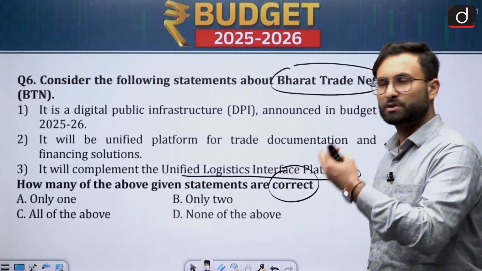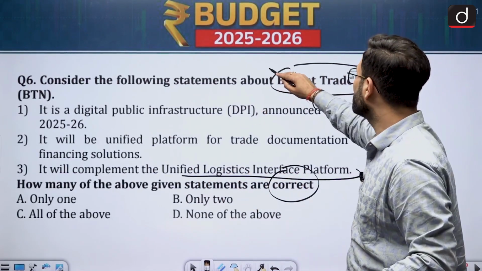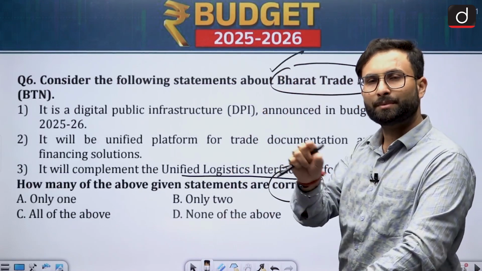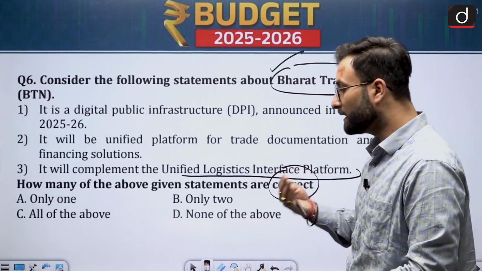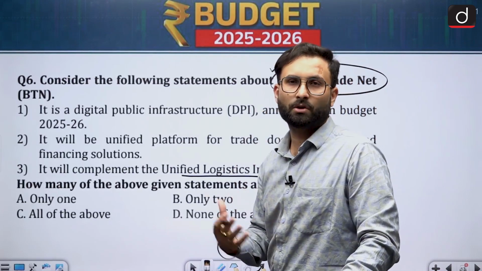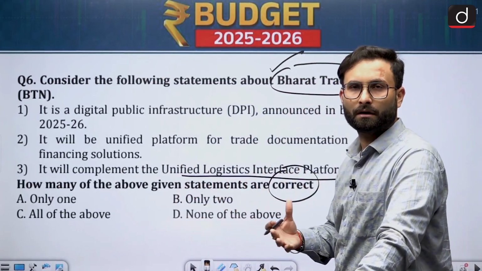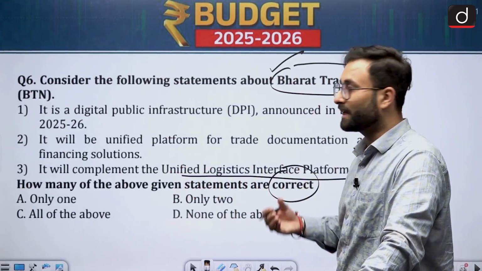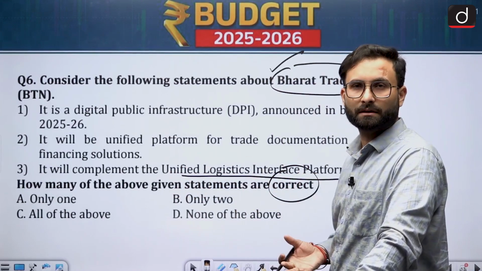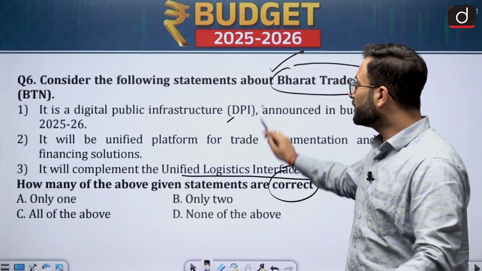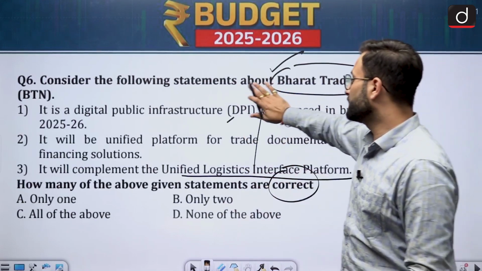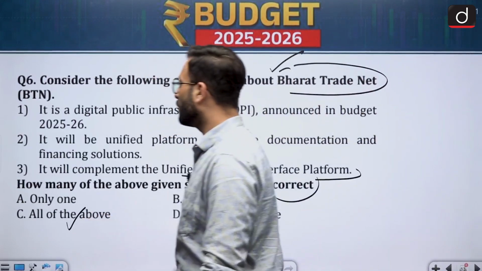Okay, how many of the above statements are correct? If you look at the Bharat Trade Net, that is the digital public infrastructure. Recently you must have seen that India is emphasizing a lot on DPIs, and on the international front also we are going for collaboration with other countries on the DPI front. So all the statements here are correct. Option C would be your right answer, that is all of the above.